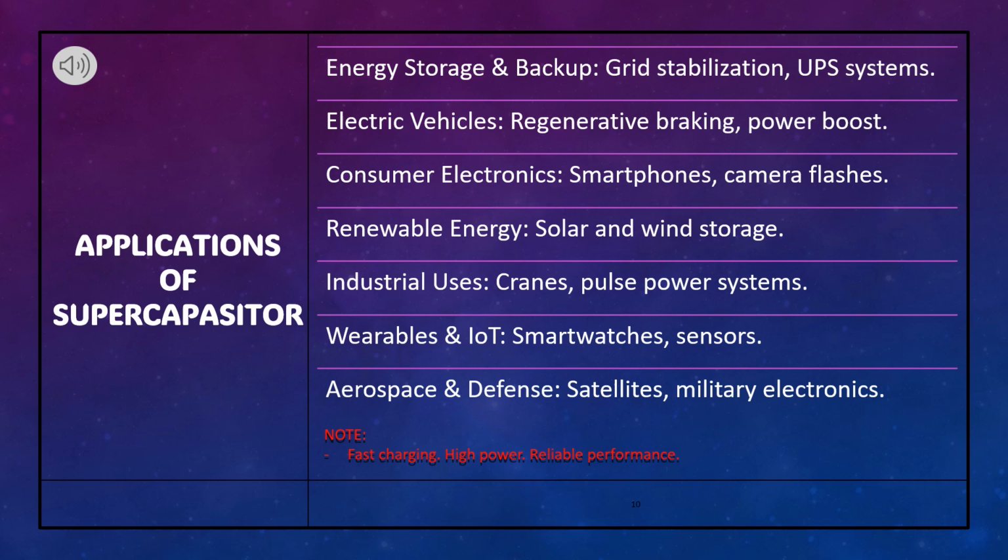For consumer electronics, you'll find them in devices like smartphones and cameras, ensuring stable power delivery and extending battery life. In renewable energy systems, they smooth out fluctuations from solar and wind power, storing excess energy for later use. Industries also rely on supercapacitors for pulse power applications, like operating cranes or lasers, where short, intense energy bursts are needed. In smaller technologies like wearables and IoT devices, supercapacitors power smartwatches and sensors using energy harvested from motion or light. Lastly, in aerospace and defense, supercapacitors are invaluable for satellites and military systems, offering quick energy delivery in critical situations.